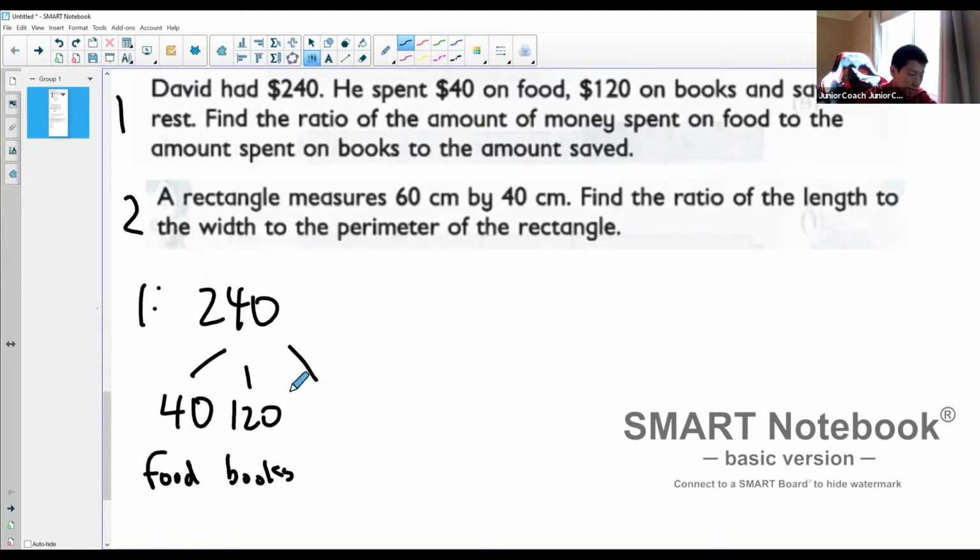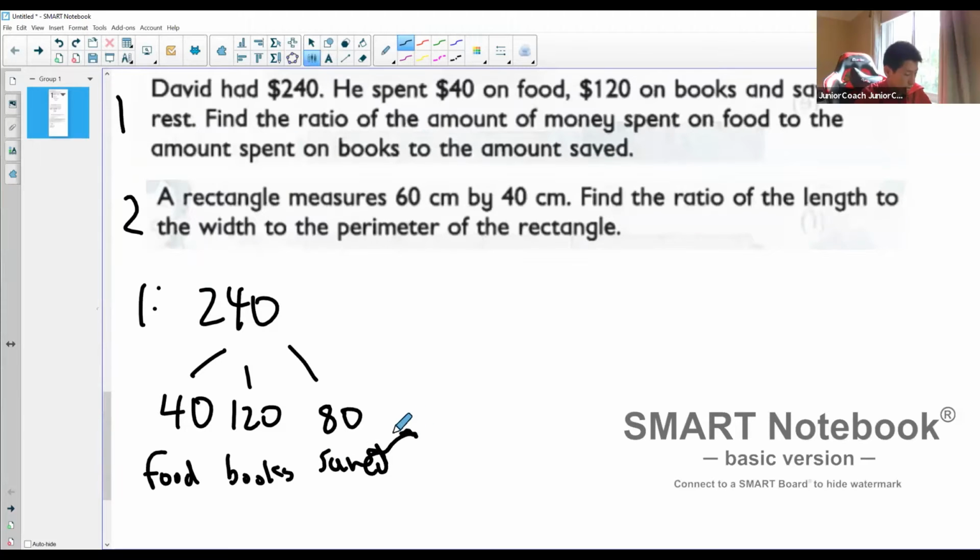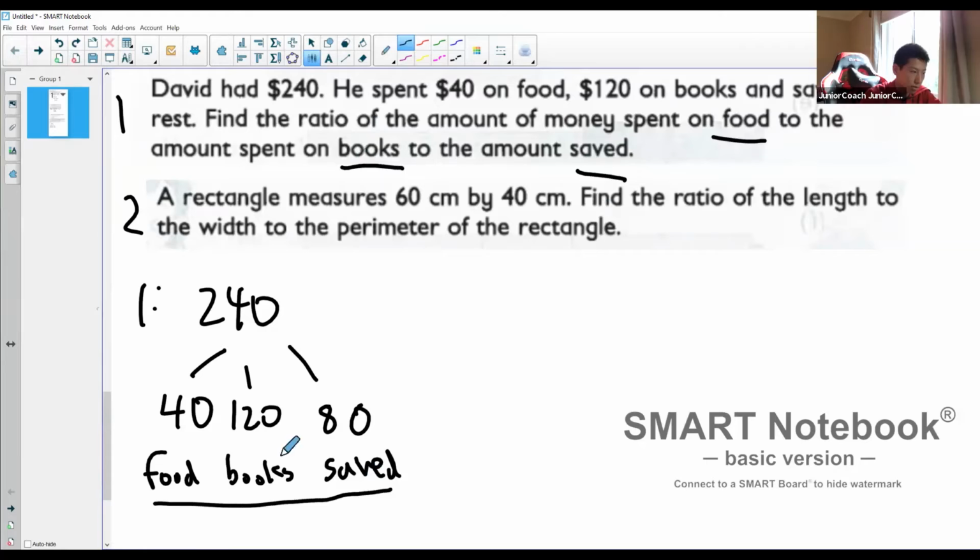Let's see how much he saved. If he had 240 and he used 120 for food and 40 for books, that means he used 160, and that means he saved 80. Now let's see what ratio they're asking us for. They're asking for the money spent on food to the amount spent on books to saved. That happens to work out because I did it in that order. So just 40 to 120 to 80.